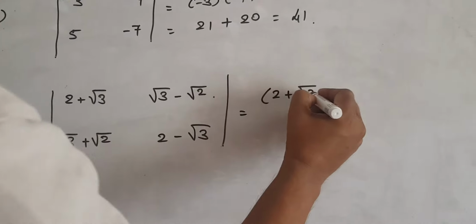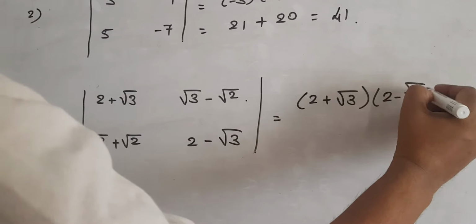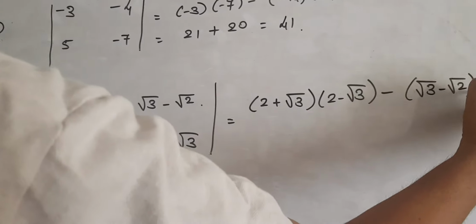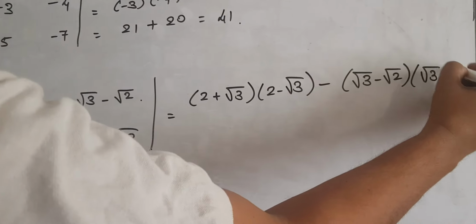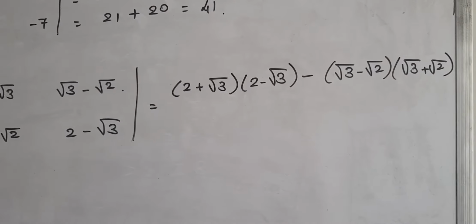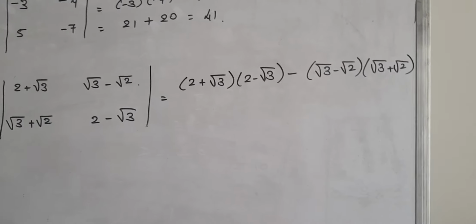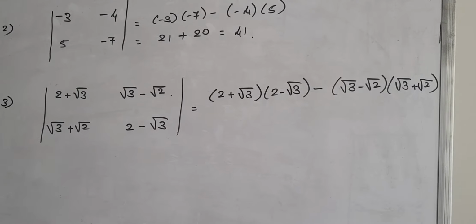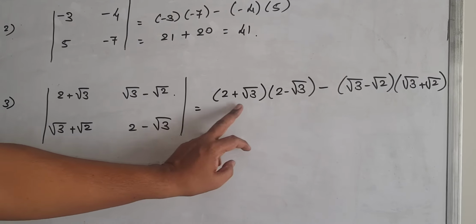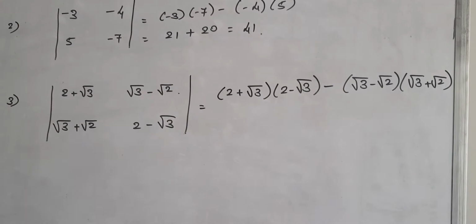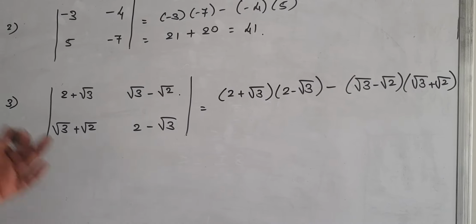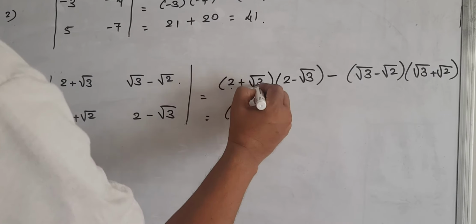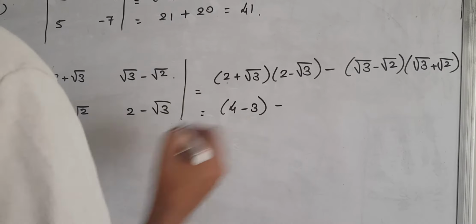(2 plus root 3)(2 minus root 3) minus (root 3 minus root 2)(root 3 plus root 2). I think you know the formula. (A plus B) into (A minus B) is what? A square minus B square. So you can use here A square minus B square: 2 square means 4, and root 3 square is 3, minus.